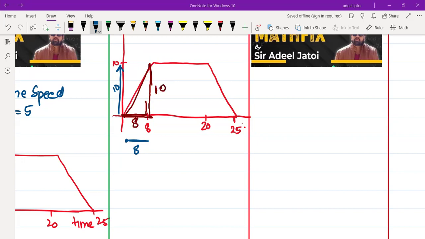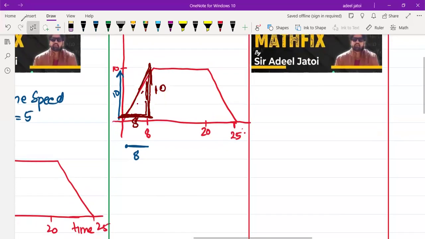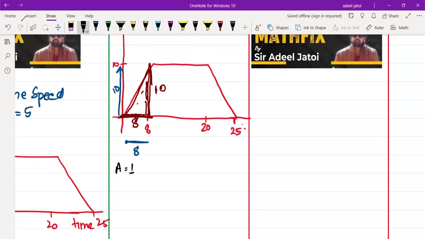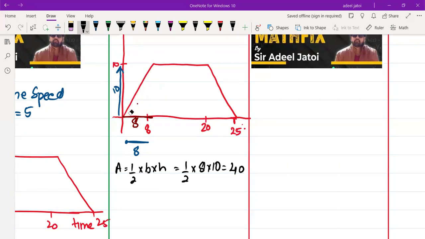The base becomes 8, the height becomes 10. That means from this point to this point. Now you need to understand this. If we are finding the area, that means we are finding half into base into height, which is half into 8 into 10. So the end result is what? 40. So what we know is that the distance that we calculated from 0 to 8 is 40.